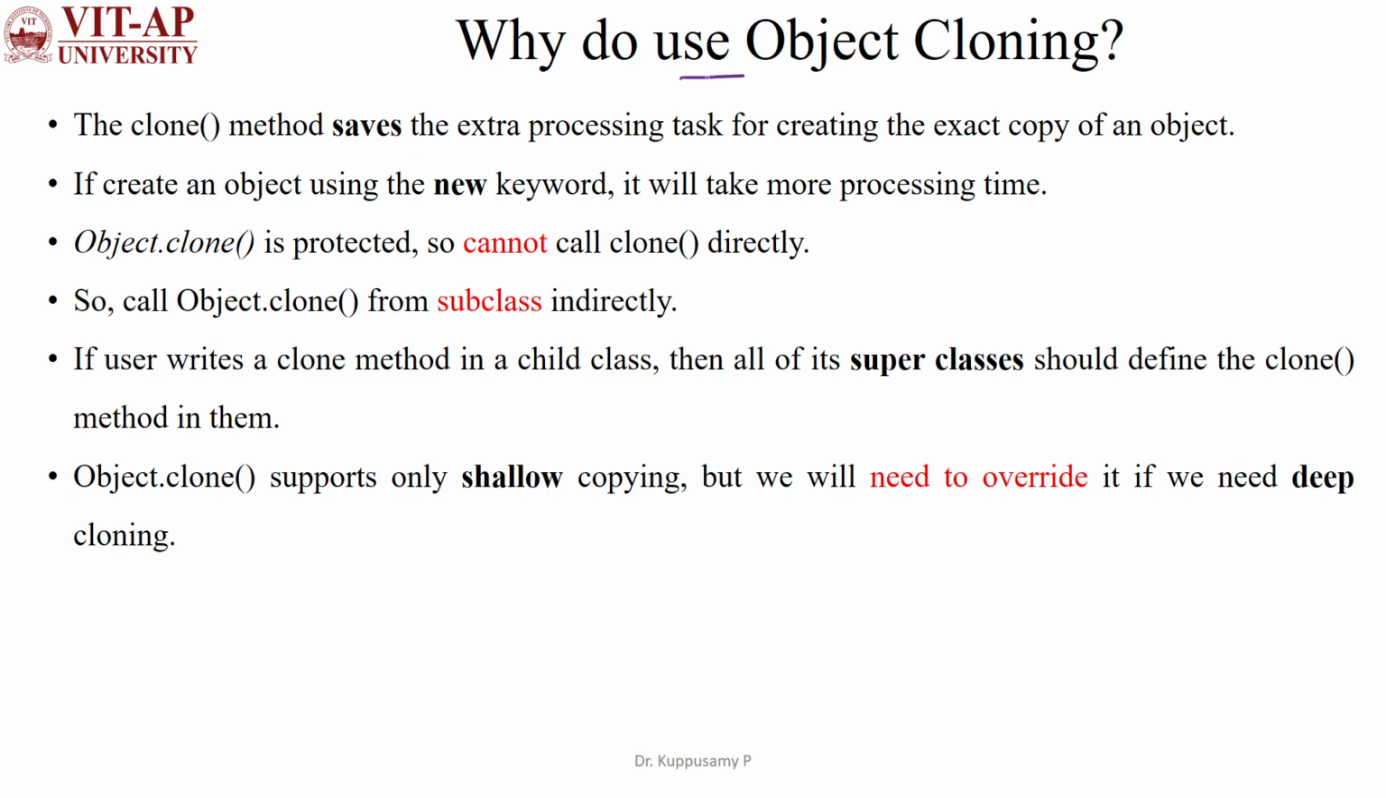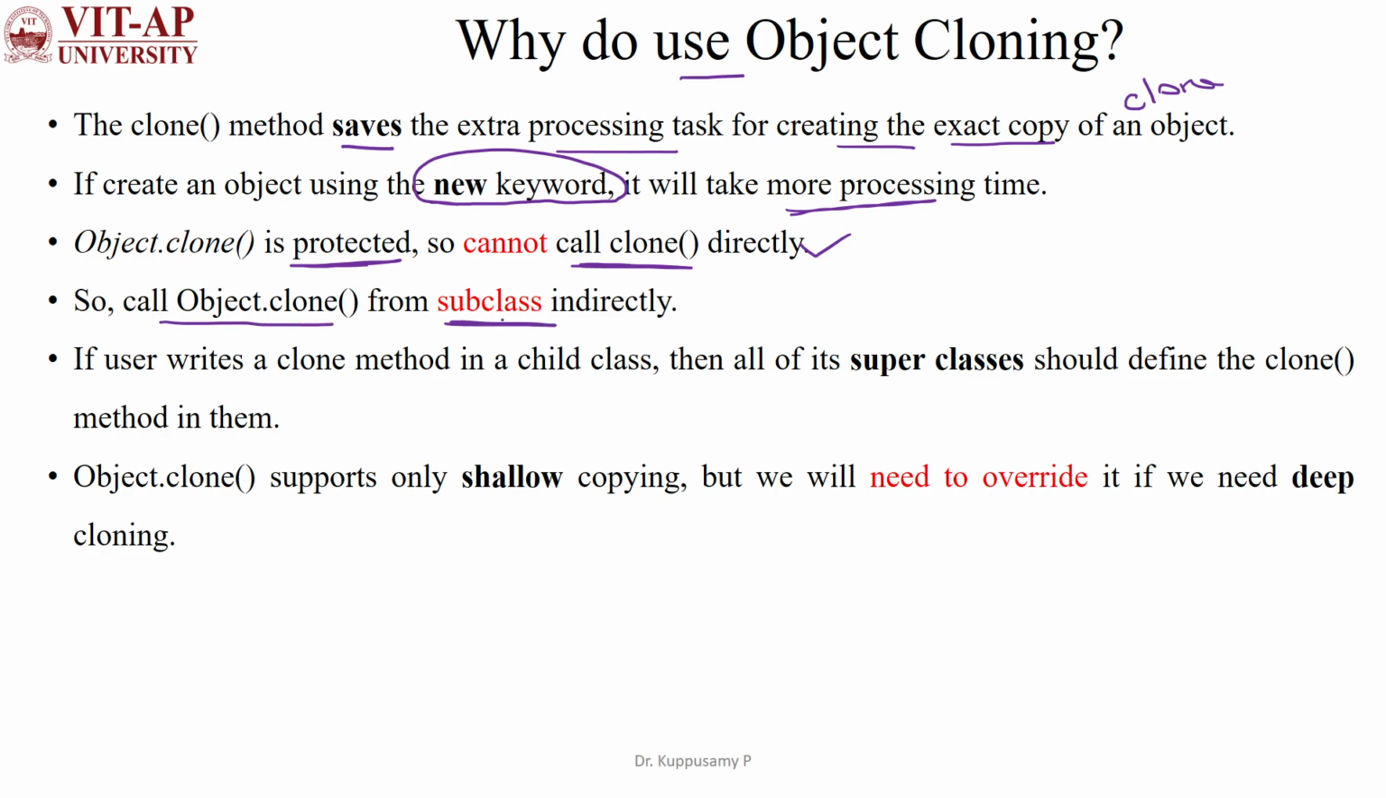Why do we use object cloning? The clone method saves the extra processing task of creating the exact copy of an object, because when you use the new keyword to create a new copy of an object, it takes more processing time than when you are using the clone method. Object.clone is a protected method, so we cannot call this clone method directly. Instead, we call the Object.clone method from the child class indirectly.